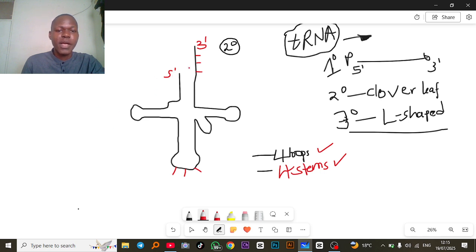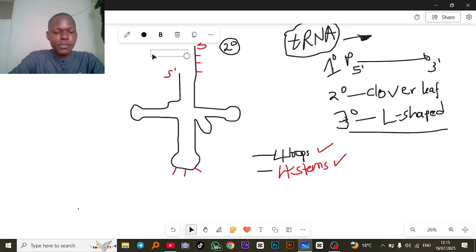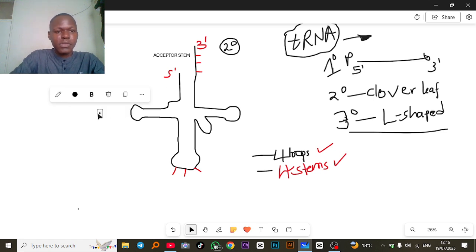So from up here, we are seeing the 5' end and the 3' end. So this stem here is called the acceptor stem. That's the acceptor stem. Then this loop here is known as the D loop. And then this stem is also known as the D stem.